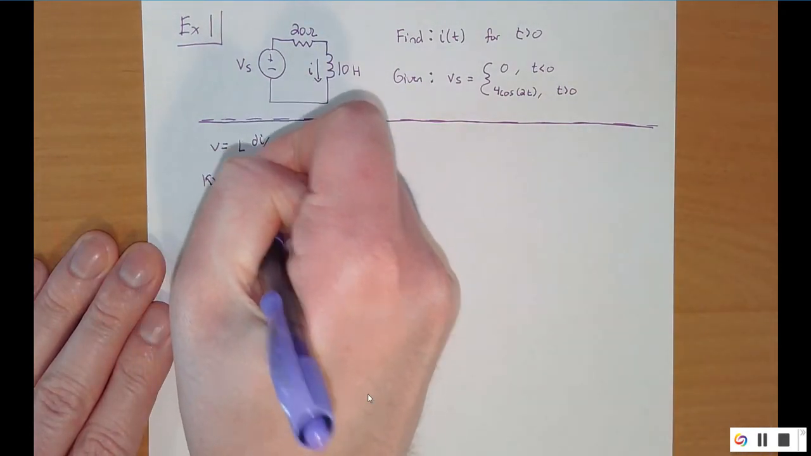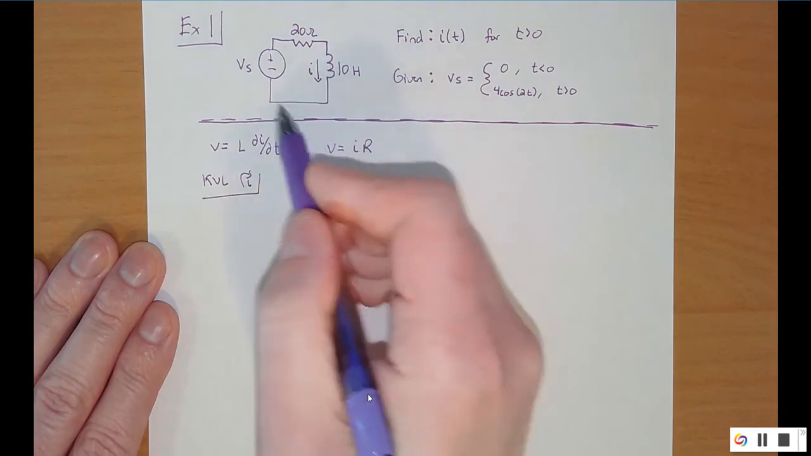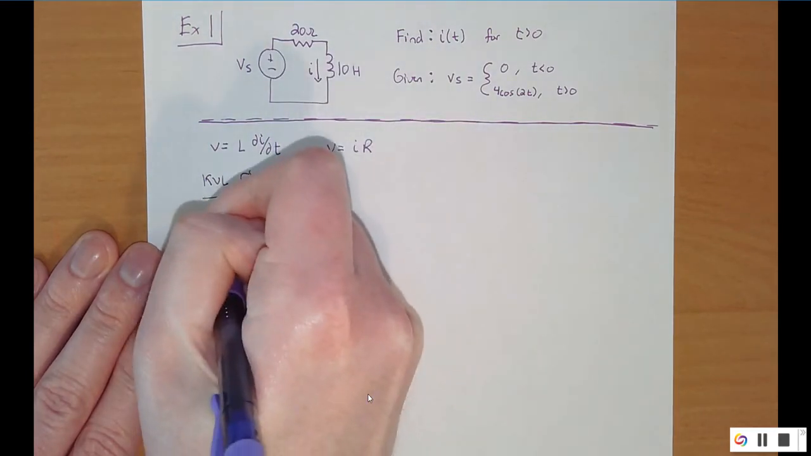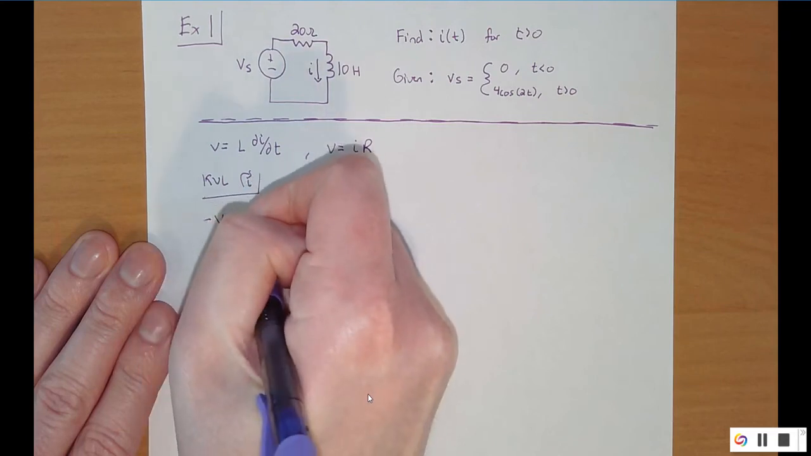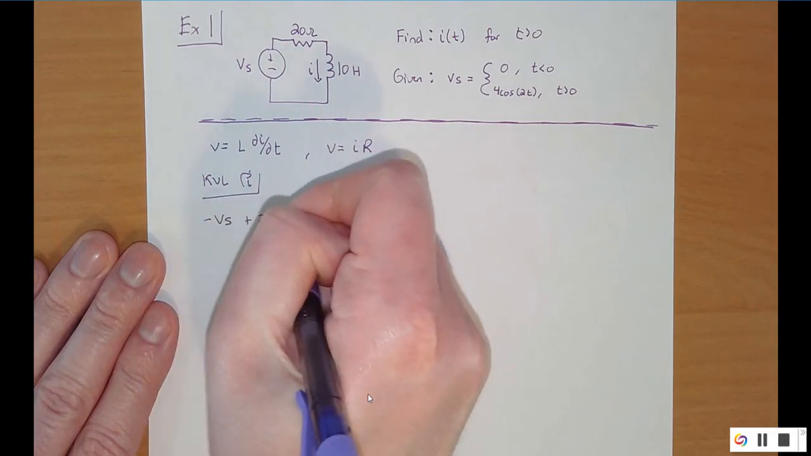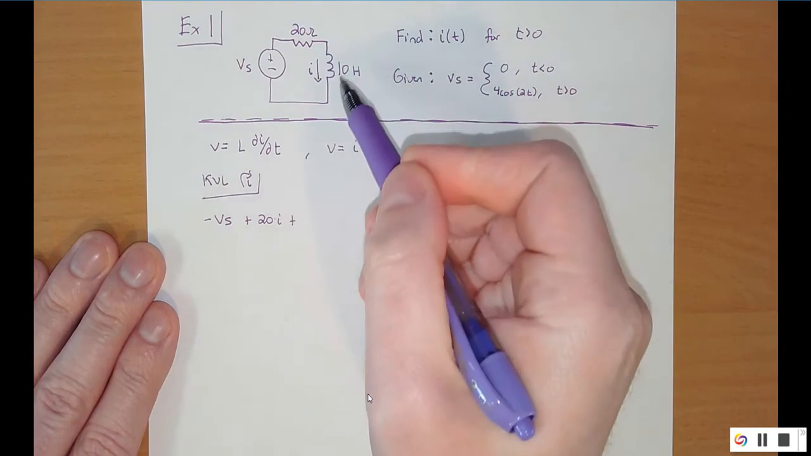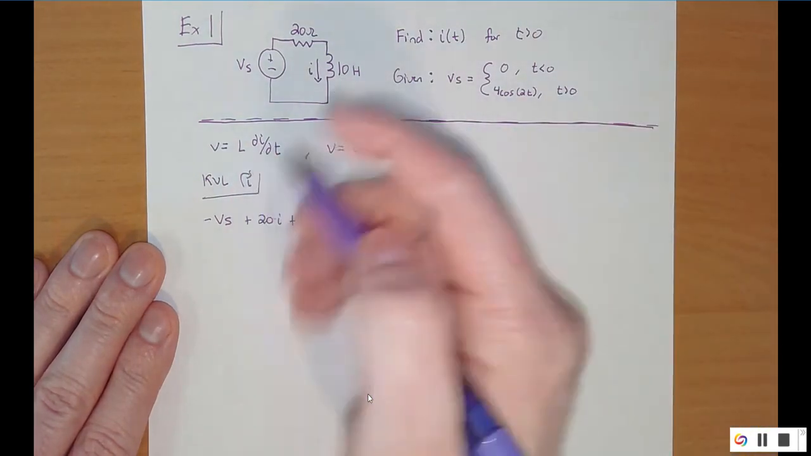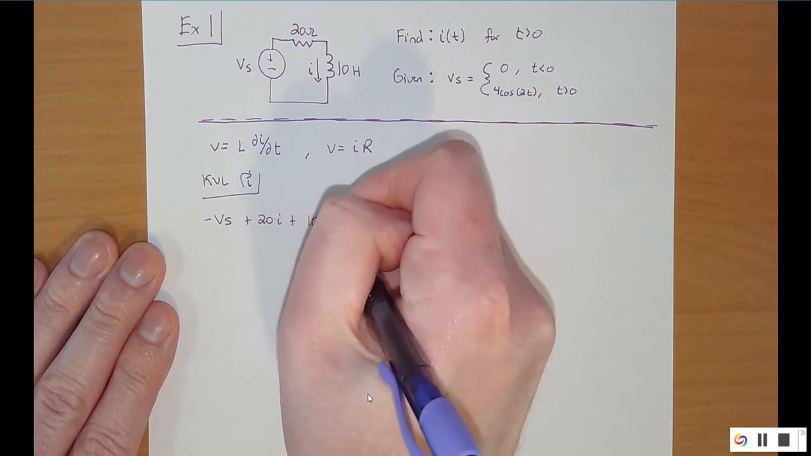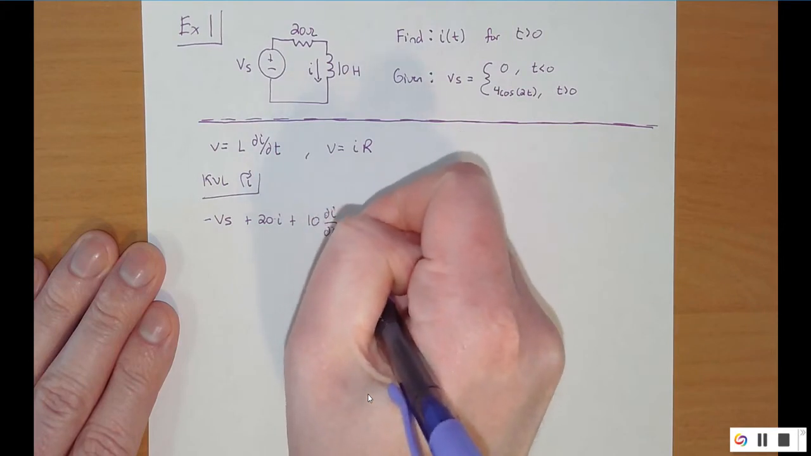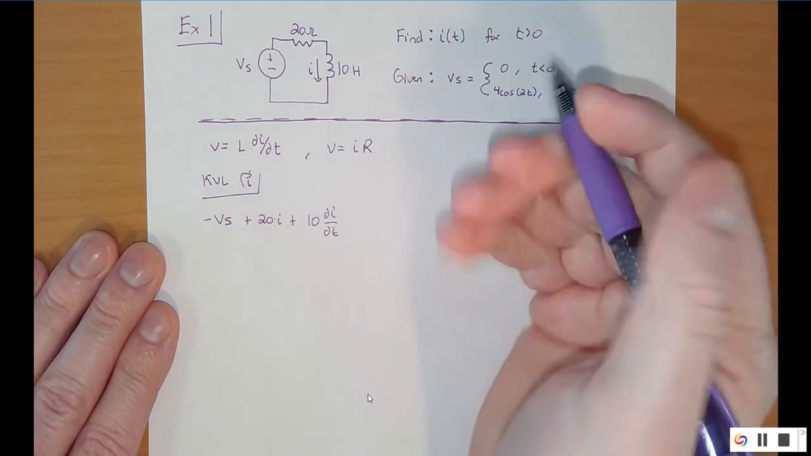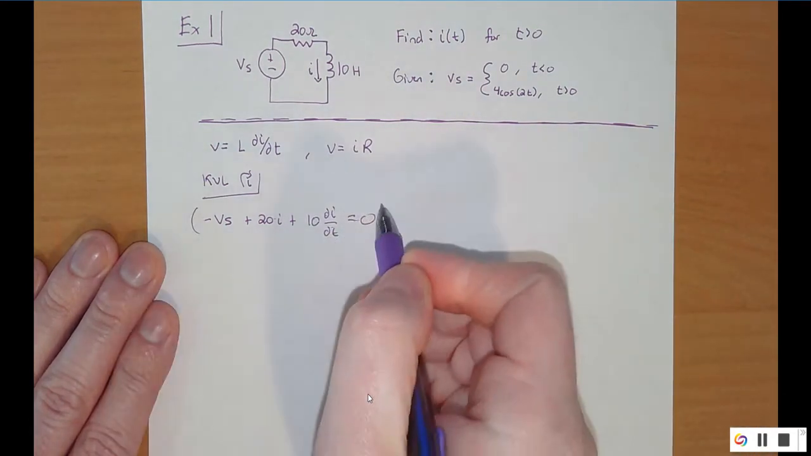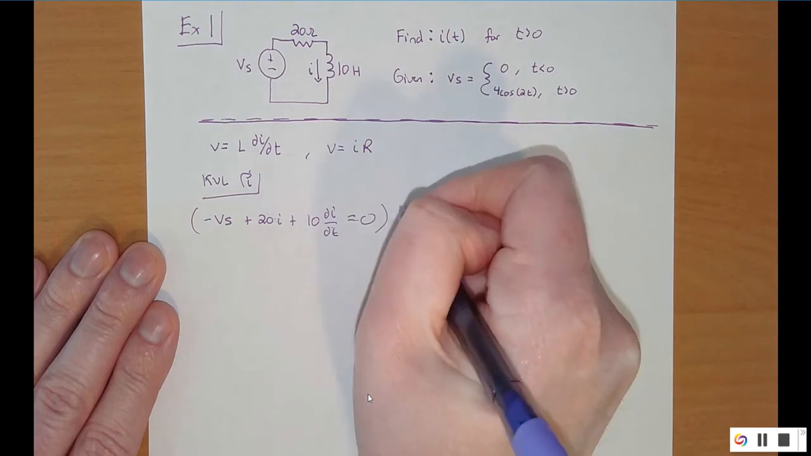So I want to add up voltages, which is a voltage loop. So let's do a KVL around i. Note that all of these elements are in series, so they share this current i. So I will get minus Vs plus 20 times i plus the voltage through the inductor, which will be L di/dt, so 10 di/dt, and it's i because that's the current through it. That's all equal to 0.